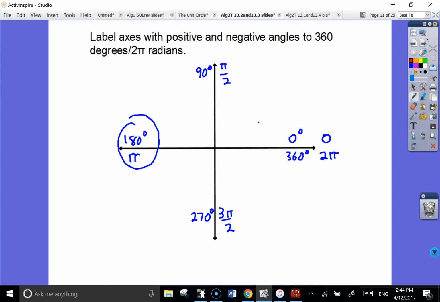So we're up to number 11, so I think I need to do one more slide. We can label the axes now. We know that if the initial side is on the positive x-axis, then the terminal side on the positive x-axis is 0 degrees. But also if I go all the way around 360 degrees, I'm at the same place. Halfway between 0 and 360 is 180. Halfway between 0 and 180 is 90. Halfway between 180 and 360 is 270.